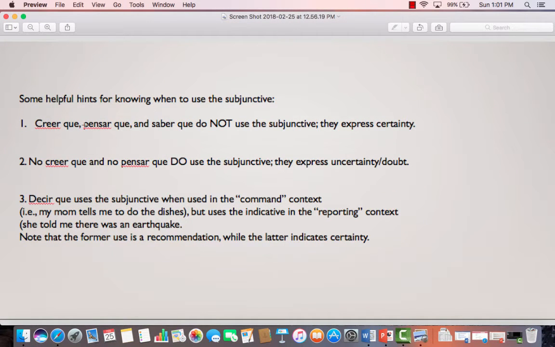In this case, it is when not to use it. For the words creer que, pensar que, and saber que, do not use the subjunctive. No creer and no pensar do use the subjunctive. For decir, use the subjunctive when giving a command. For example, my mom told me to wash the dishes.